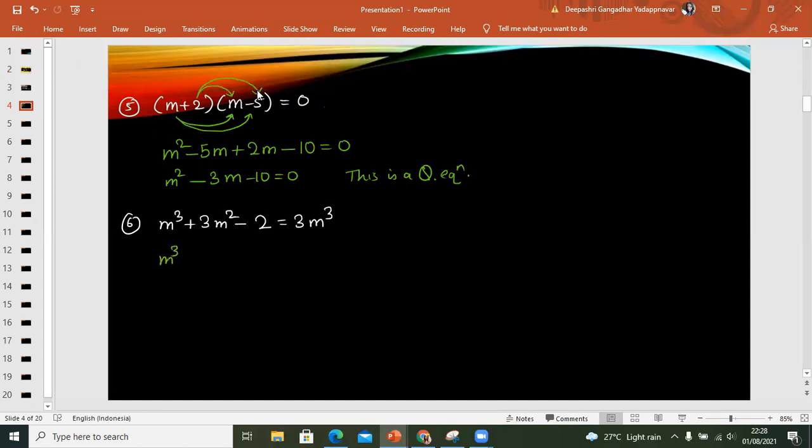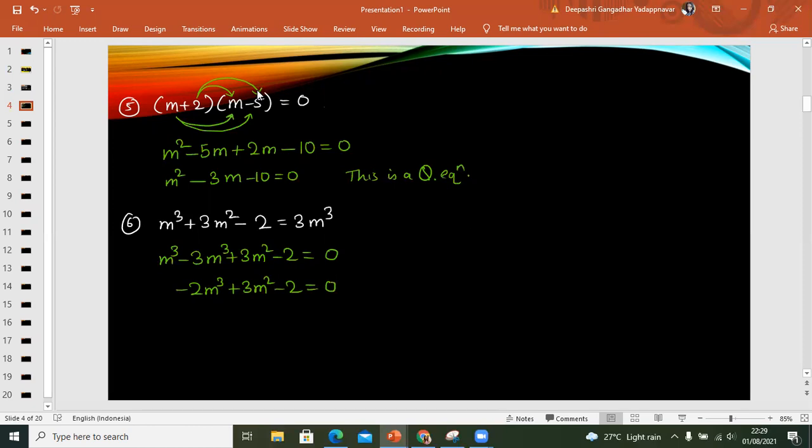This is m cube. Let's bring this 3m cube, which is there on the right, and move it to the left. It will change its sign, so it will become negative 3m cube plus 3m square minus 2 equals 0. M cube minus 3m cube will give you negative 2m cube. This is 3m square minus 2 equals 0.